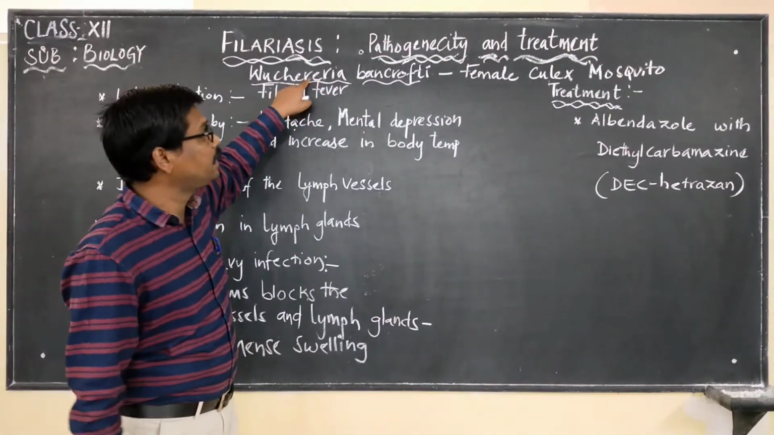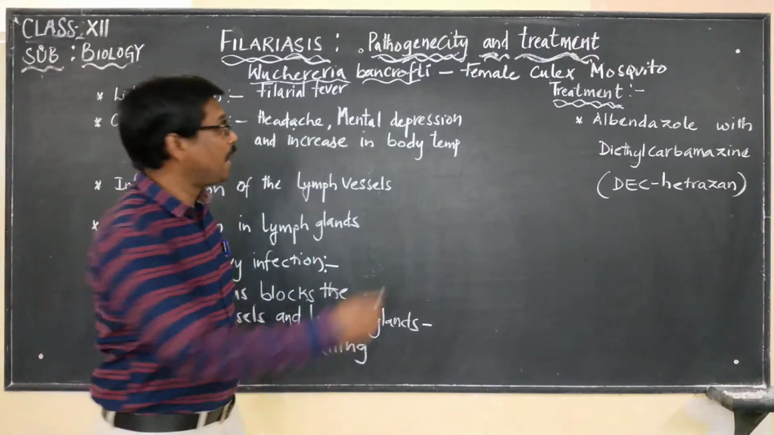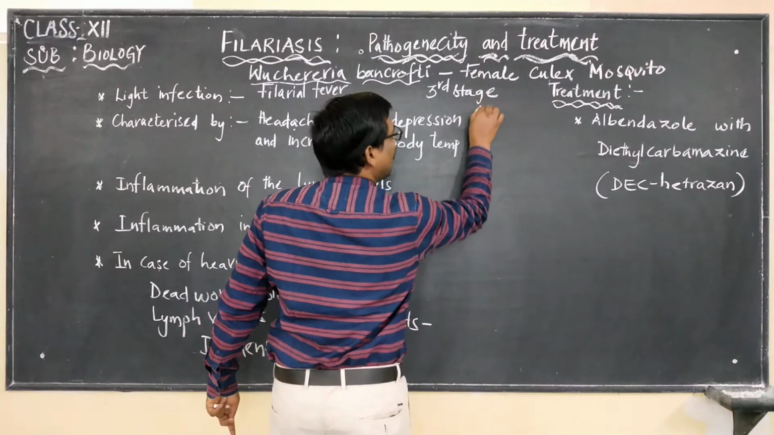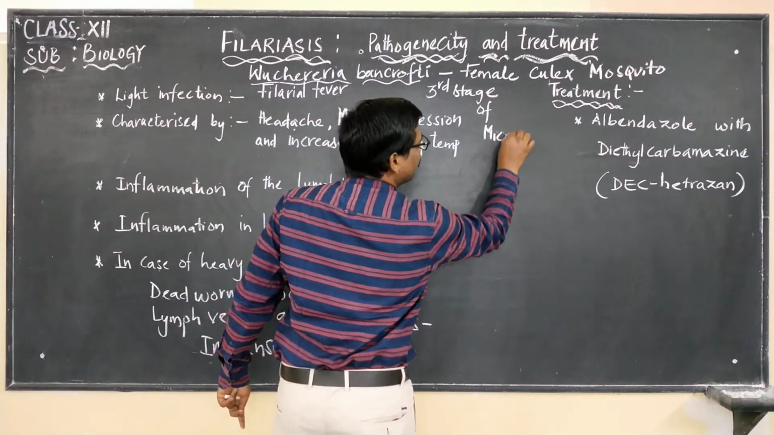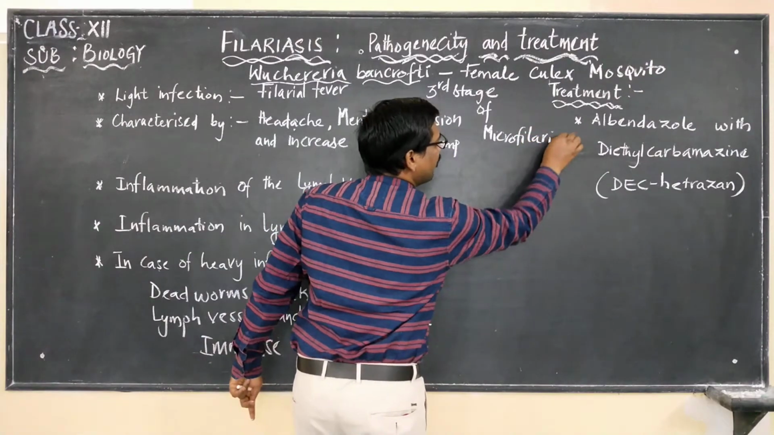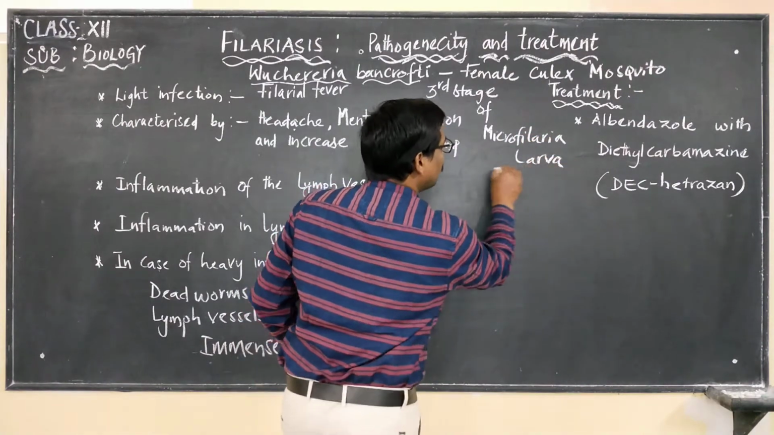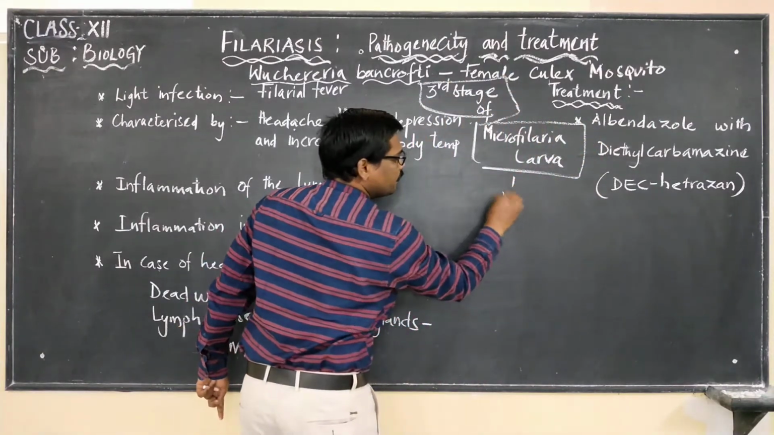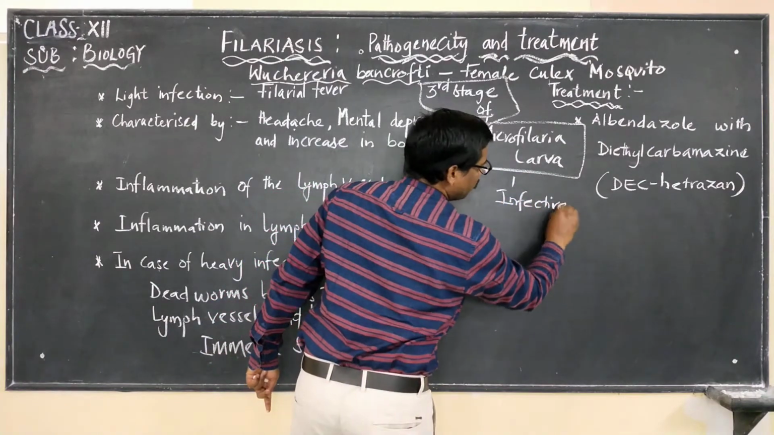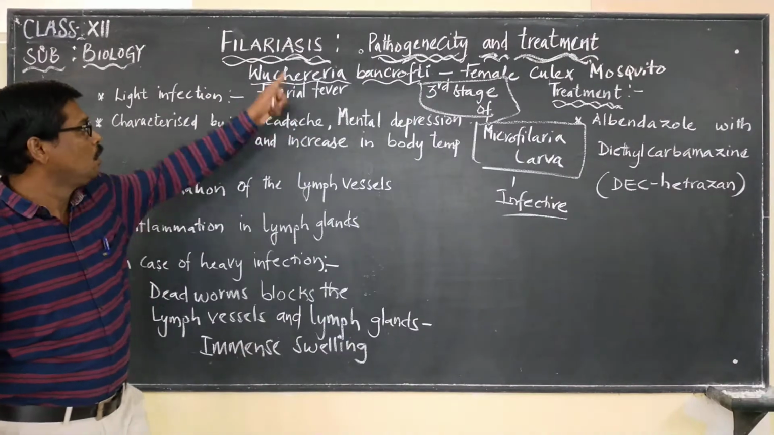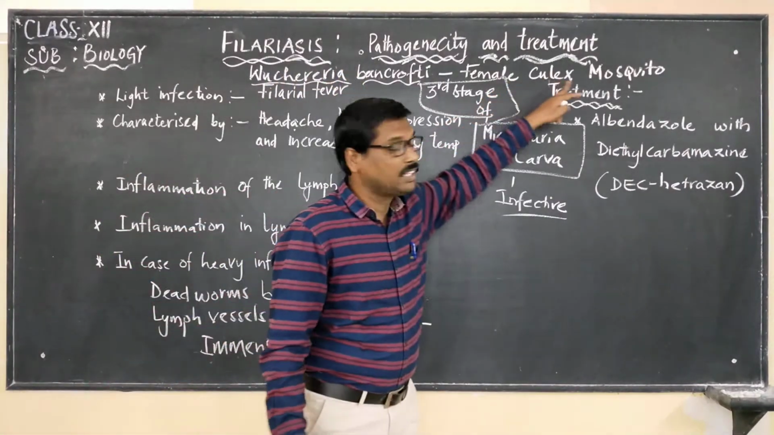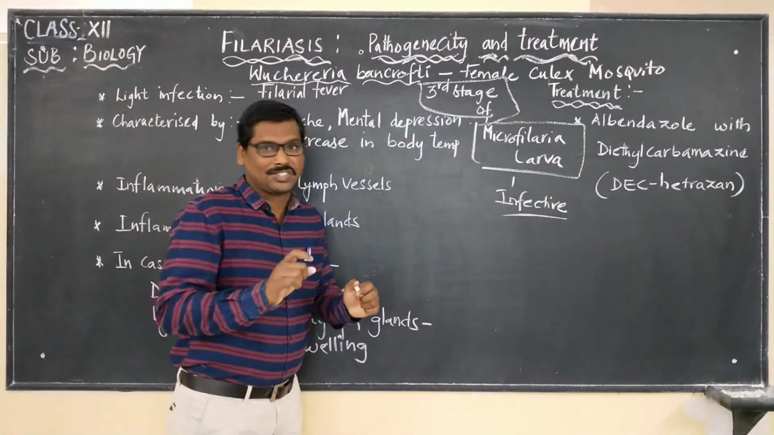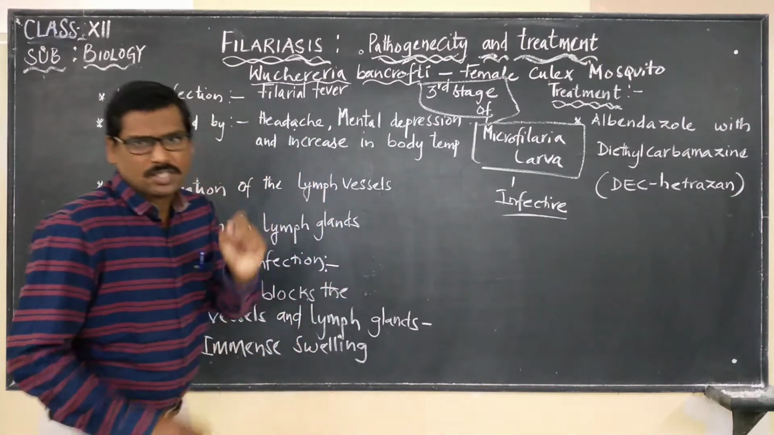So when this mosquito carries this particular worm, Wuchereria bancrofti, what is the infective stage? It is the third stage microfilaria larva. We have to remember the third stage microfilaria larva. We are calling this the infective stage. Please remember, this is the infective stage of Wuchereria bancrofti, which is carried by the female Culex mosquito.